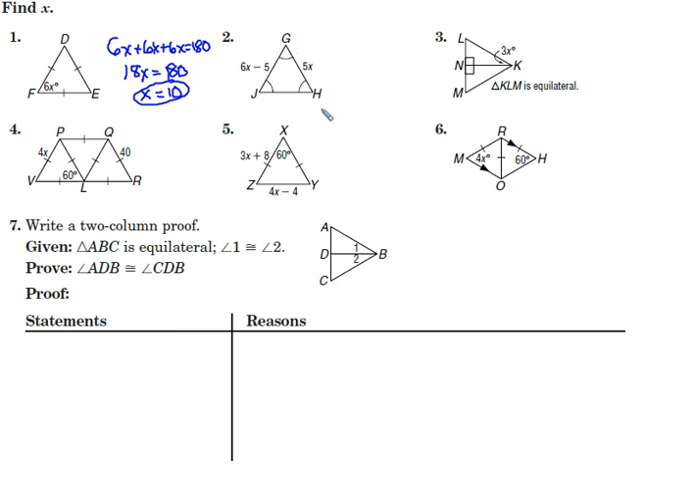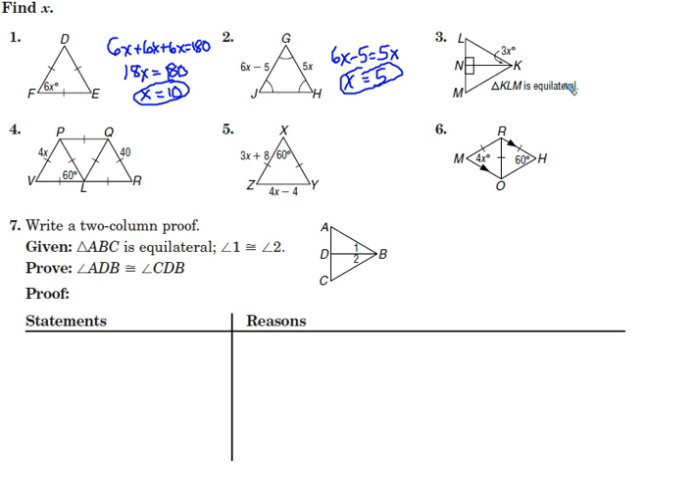Alright, for our next one, the angles are the same. Equiangular implies equilateral. So all these sides are the same. I can in fact set 6x minus 5 equal to 5x. I'm going to subtract 5x from both sides and get x. I'm going to add 5 to both sides and get 5. X is 5.